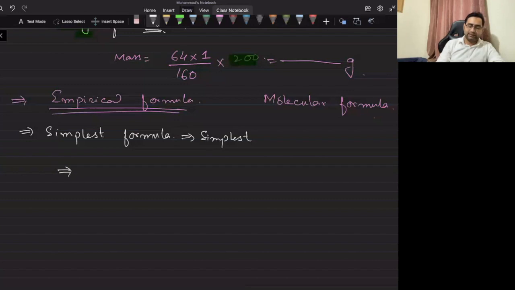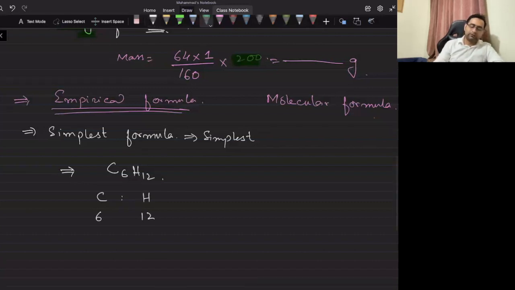For example, this is C6H12. How can we get the empirical formula for this C6H12, that is hexane? You'll write the elements, carbon and hydrogen. There are 6 carbons in this molecule and 12 hydrogens. You have to simplify their ratios. This is 6:12. You can make it 1:2. So your empirical formula for C6H12 is CH2.